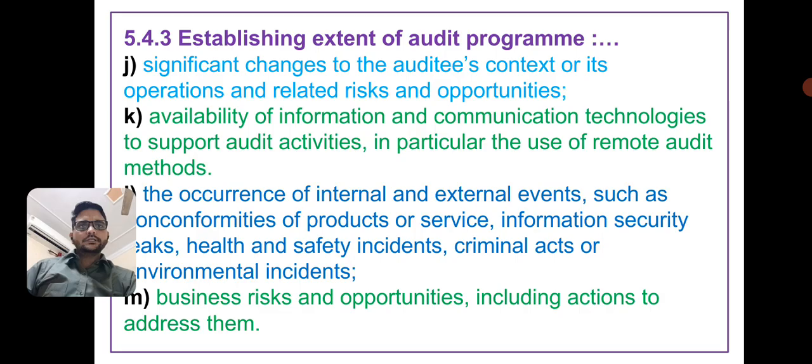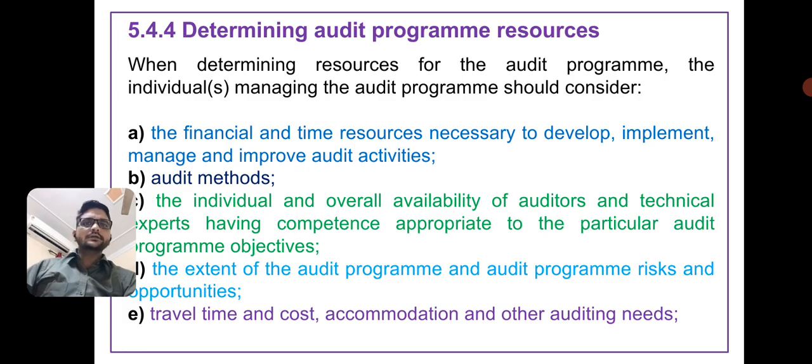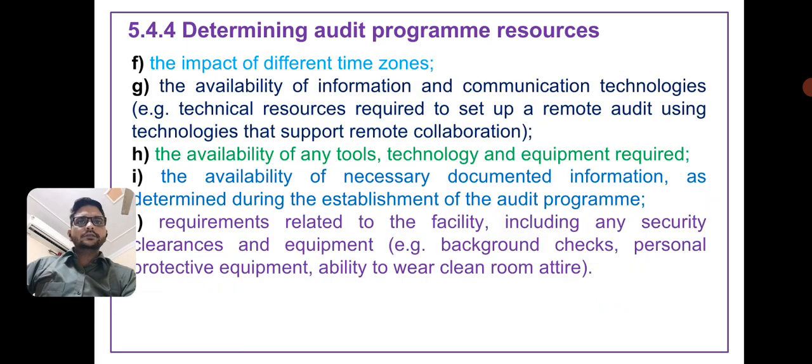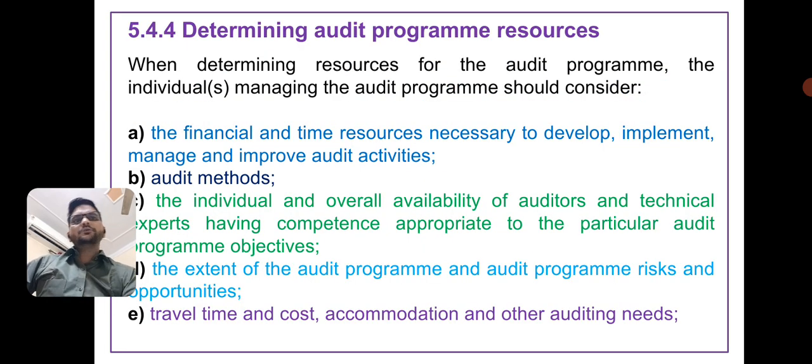significant changes to the audit context and availability of information and communication technology to support audit activities, occurrence of external and internal events such as non-conformity of product or services, information security and health and safety incidents, criminal acts, environmental incidents, business risk and opportunity. These are the things. Next is 5.4.4, that is determining audit program resources. What resources do we need to determine?